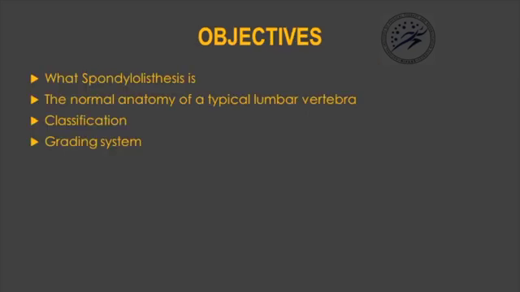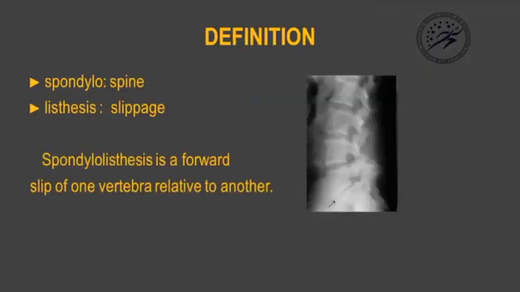Today, we are going to start a topic about spondylolisthesis. In today's session, we will cover the following aspects of our topic. Start with the definition first. As you can see, it is divided into two: spondylo, meaning spine, and listhesis, meaning slippage. So, spondylolisthesis is a forward slip of one vertebra relative to another.